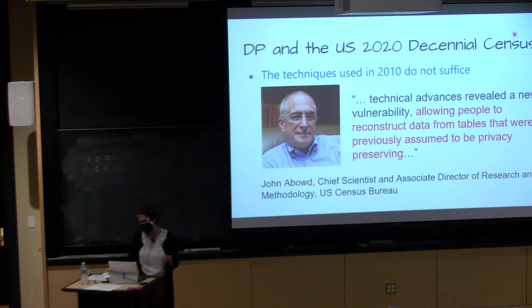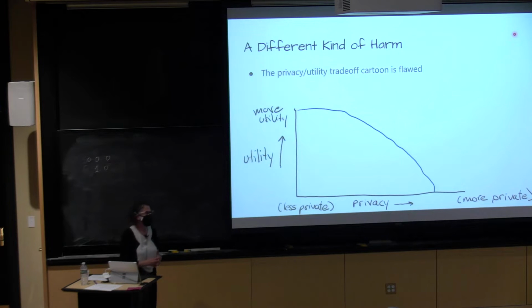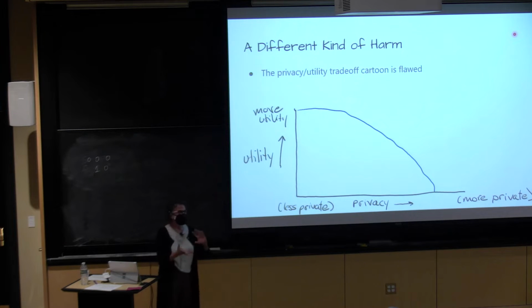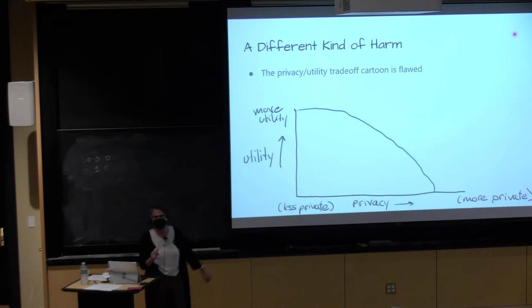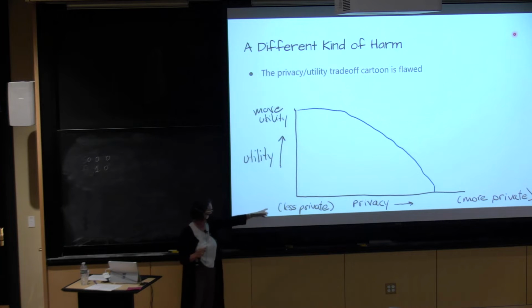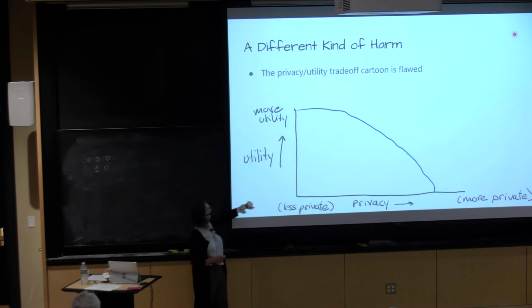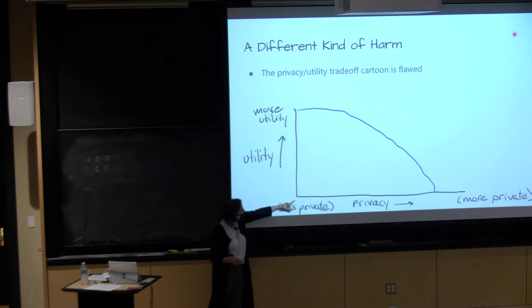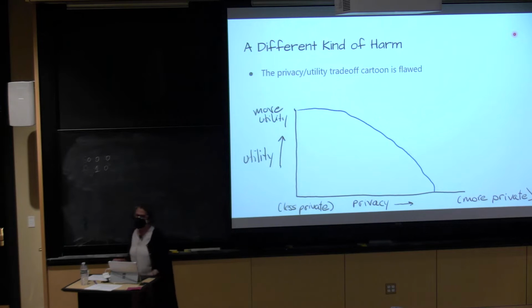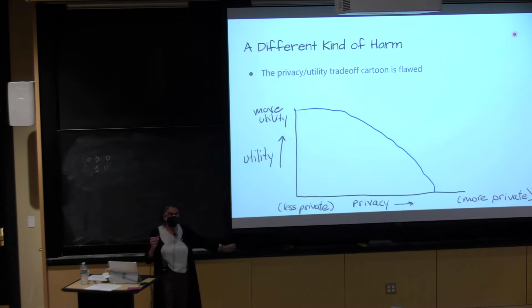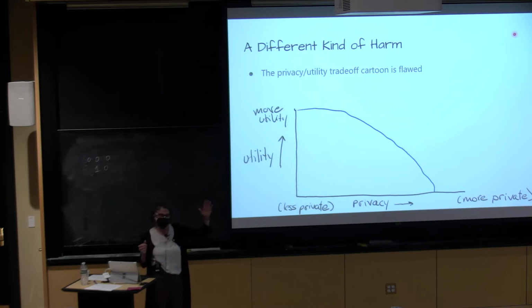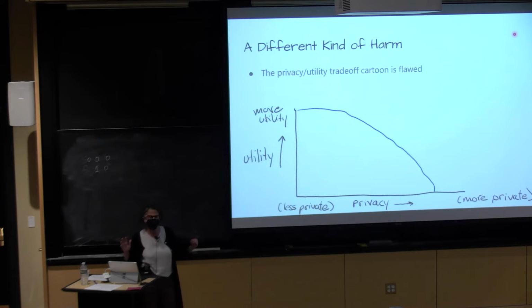Now, there's another kind of harm also. So usually, people draw a curve that looks something like this. We have privacy on the x-axis, less private is over here, more private is over there. Utility on the y-axis, less useful is here, better utility is up there. And the cartoon of the curve says, gee, we have great utility if we have no privacy. And we have no utility if we have perfect privacy, and we're looking for a sweet spot.